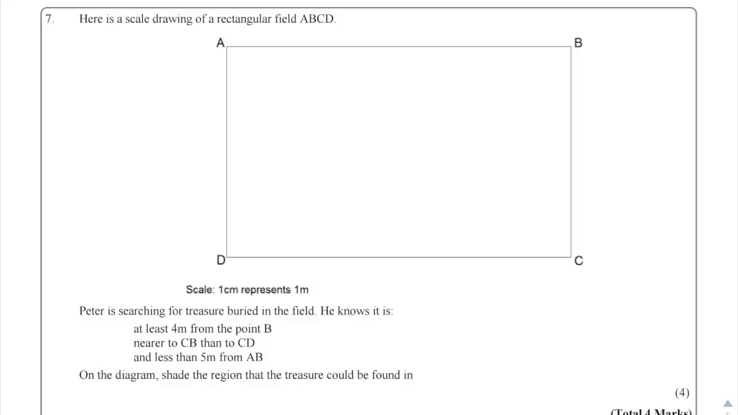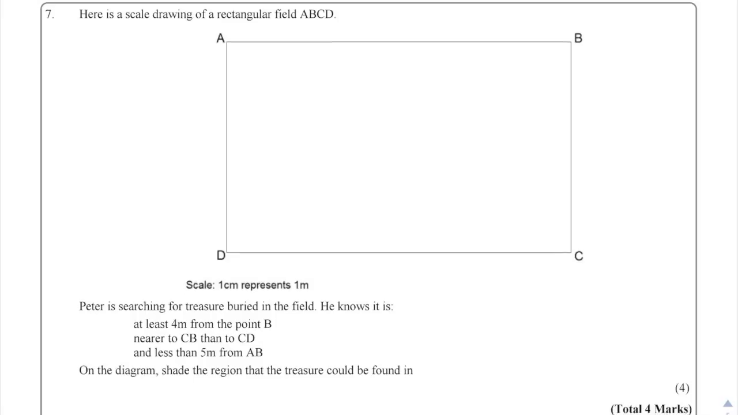Question 7. Here is a scale drawing of a rectangular field ABCD. Peter is searching for treasure buried in the field. He knows it is at least 4 meters from the point B, nearer to CB than to CD, and less than 5 meters from AB. On the diagram, show the region that the treasure could be found in.